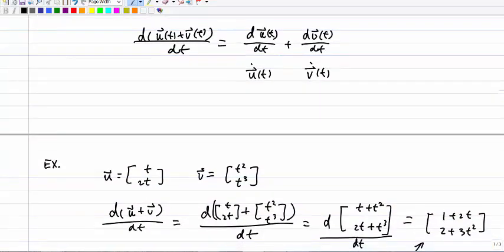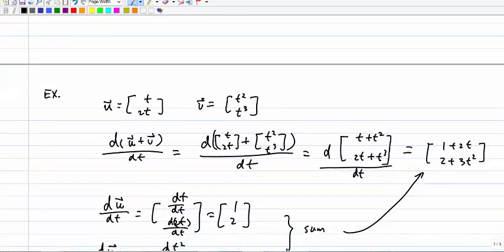For example, if I have u(t) equal to (t, 2t) and v(t) equal to (t squared, t cubed). So du plus dv, you can put them together, right? If you put them together, u plus v, this is a vector sum. It's an entry-wise sum. So t plus t squared, and the entry sum is 2t plus t cubed, right?